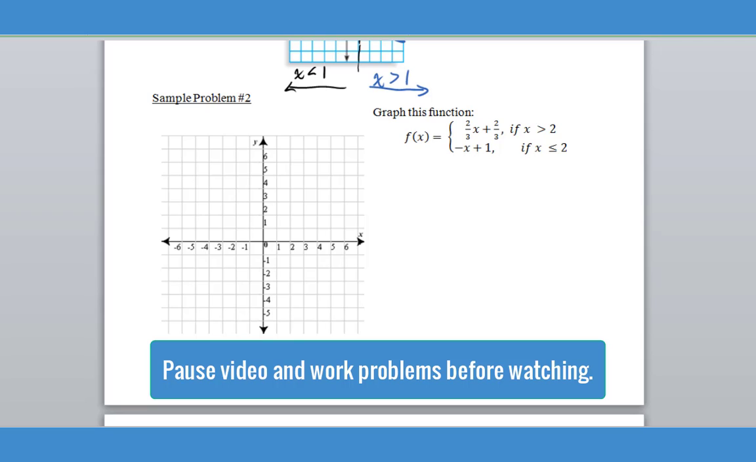Sample problem number 2 is a little bit more involved. There are little nuances, but I want you to go ahead and try it on your own first, and then I'll come back and I'll talk you through it and see how you did. So go ahead and pause the video and try sample problem 2.